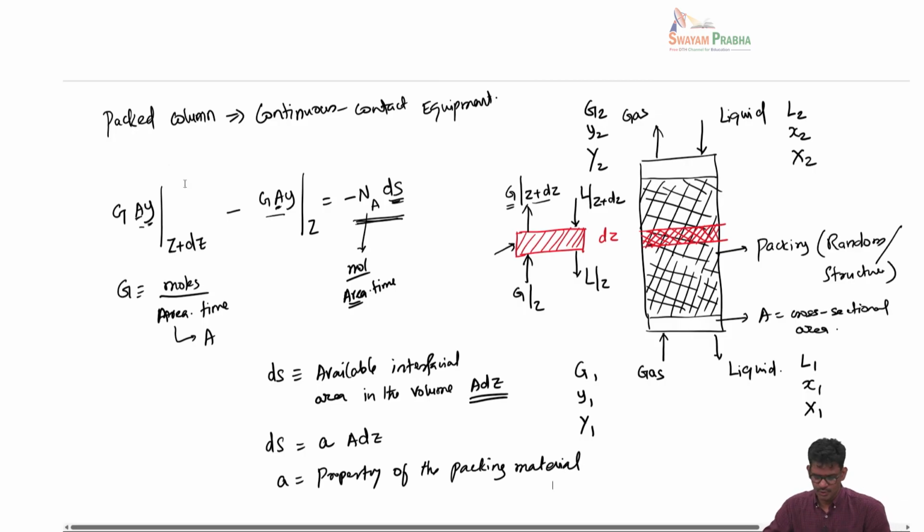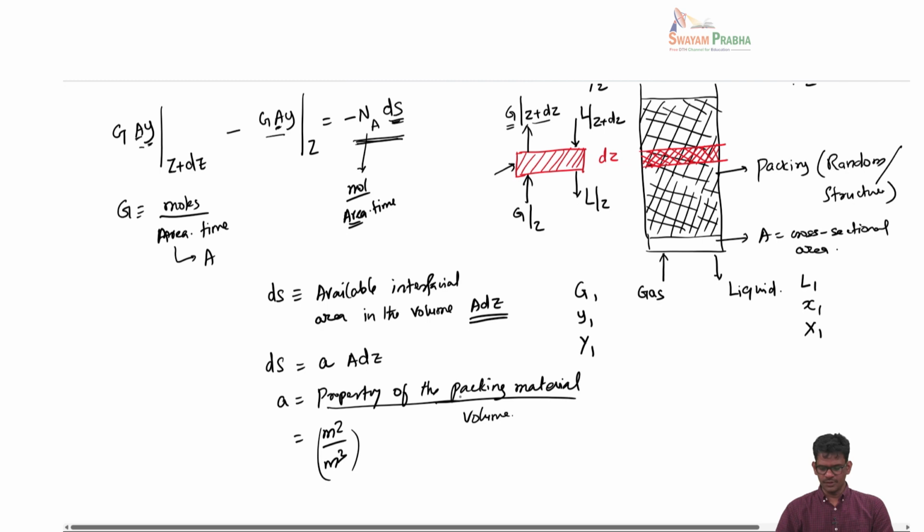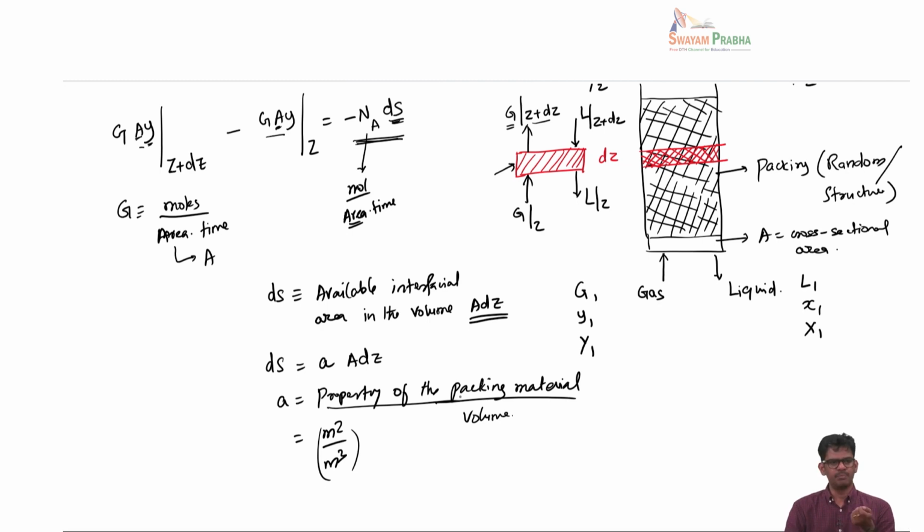and this is given in the units of meter square per meter cube. So small a is a property of the packing material. It is given as the area available per unit volume of the packing. Okay, so let me reiterate again.